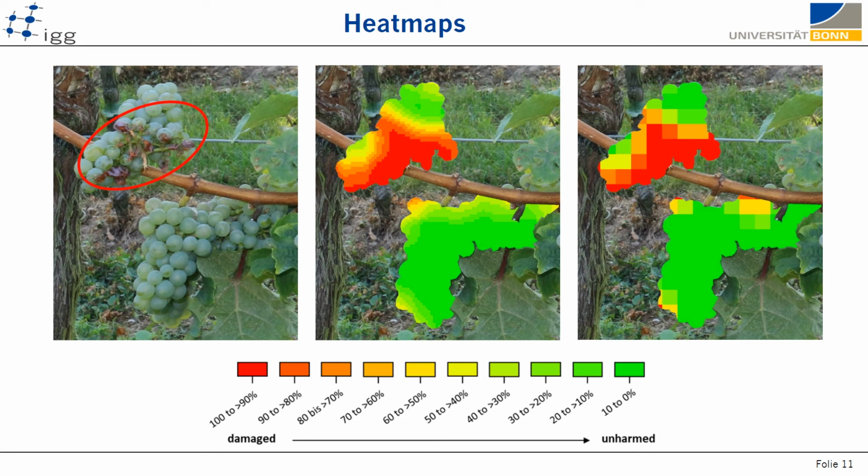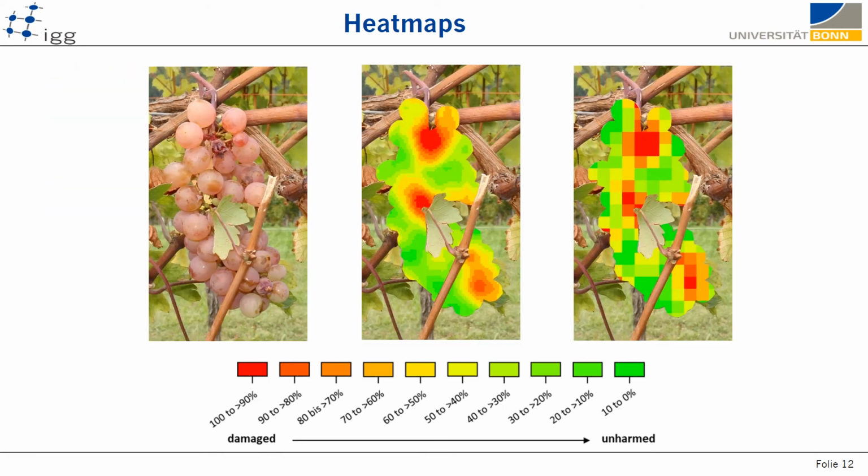The framework is able to correctly identify the area containing damaged berries. Everything else is correctly classified as unharmed. The second example shows the heat map of a red variety. These regions in the upper and lower part of the grape are correctly identified as damaged. The blue area in the middle is wrongly classified as damaged. But as you can see, the area contains stems and a small green berry, so it is not surprising that the network detects this as an anomaly.